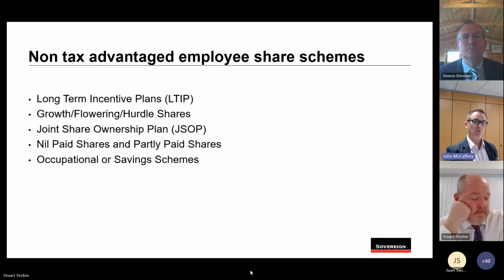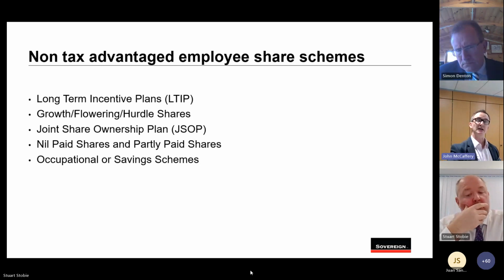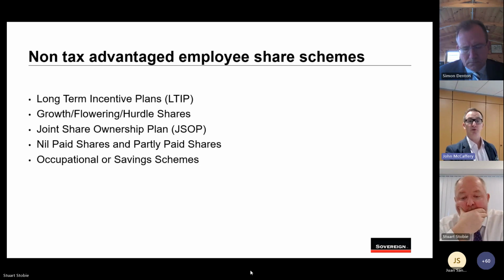A little bit of an issue with nil paid and partly paid shares is that you've got employees and directors who would owe the company money. If that loan is greater than £10,000, say, there is an annual benefit in kind if you're not paying at least 2% interest on that loan.